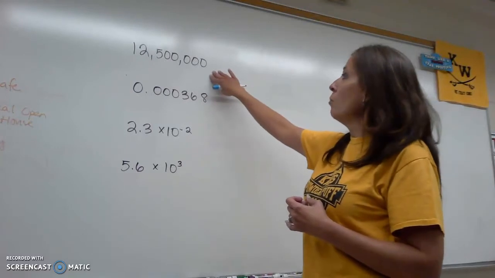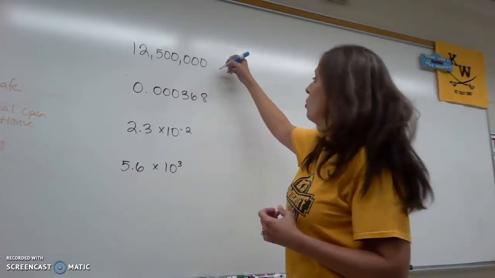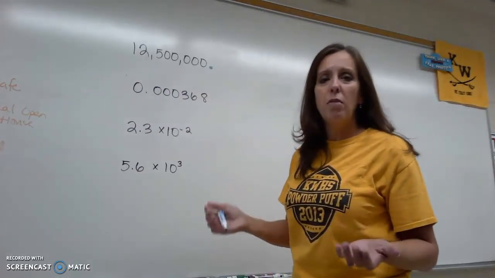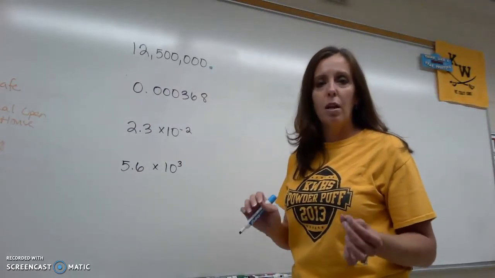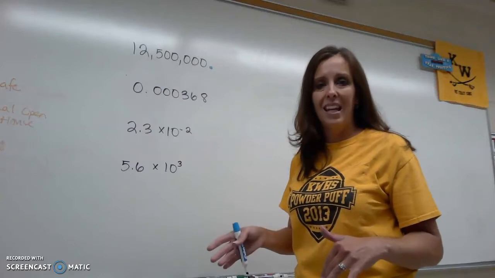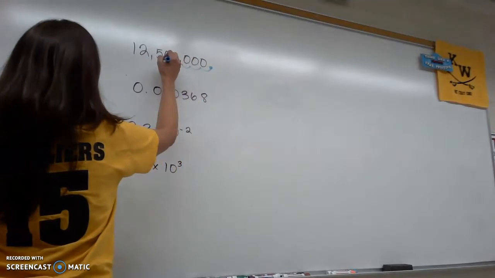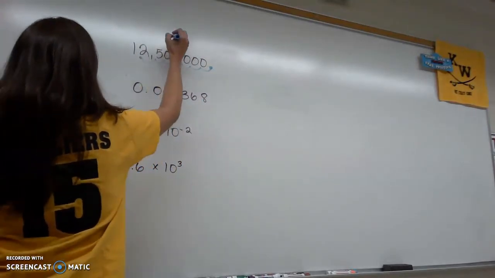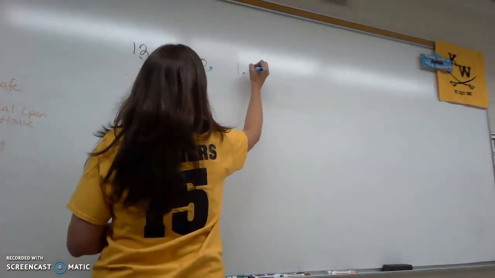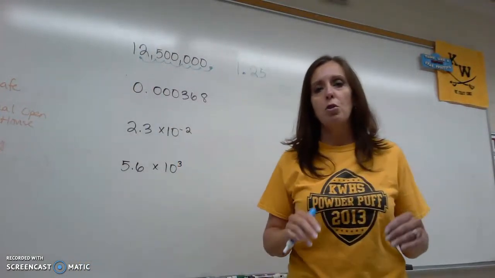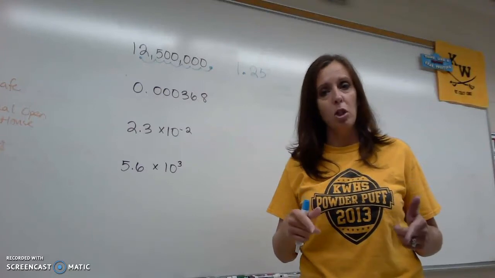So if you're starting with an example that doesn't have a decimal, you'll need to write that in. And then I'm just going to move that decimal over until I get to a number that's between 1 and 10. All right, so when I stop, I'm at 1.25. That is a number that falls between 1 and 10, so I'm good to go there.